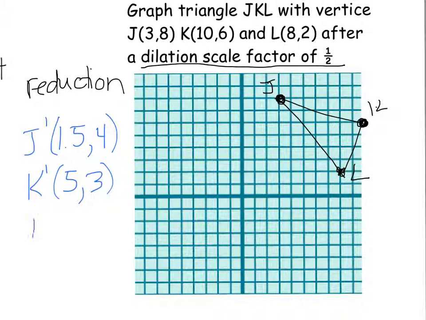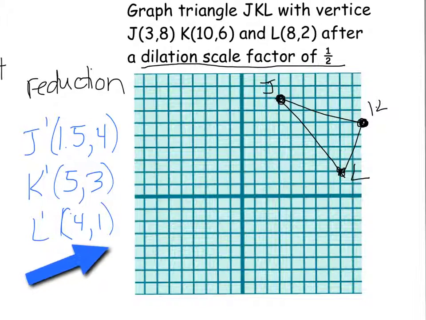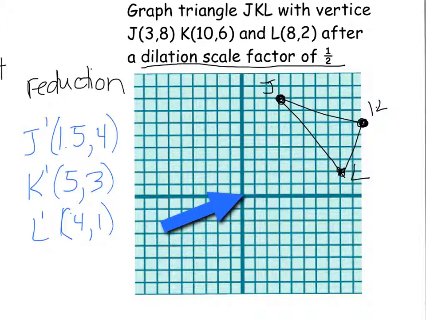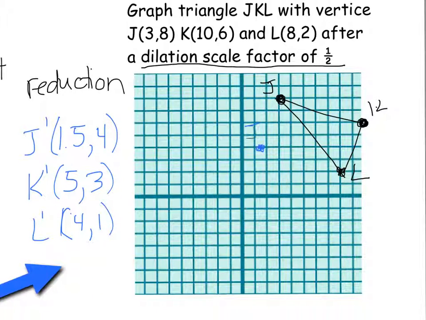And then for L prime, half of 8 is 4, and half of 2 is 1. So we'll go ahead and plot that. So J prime is at 1.5. Now when you go over 1.5, you go over to 1, and then you just go halfway in between 1 and 2. And then you're going to count up 1, 2, 3, 4, and put your point right there, right in the middle there. And that's going to be J prime.